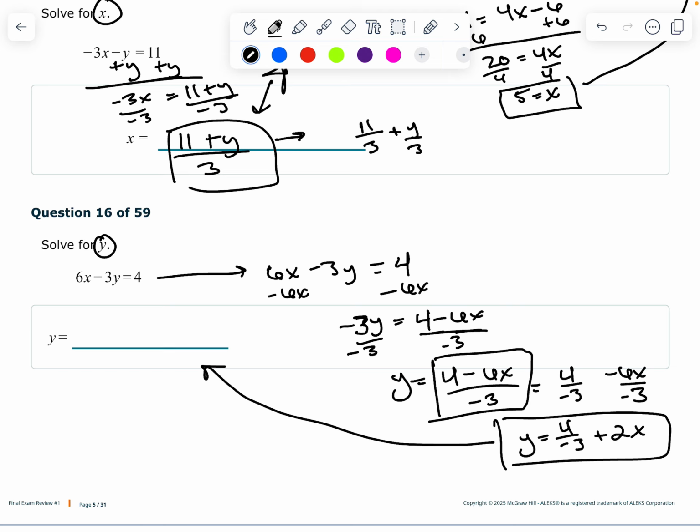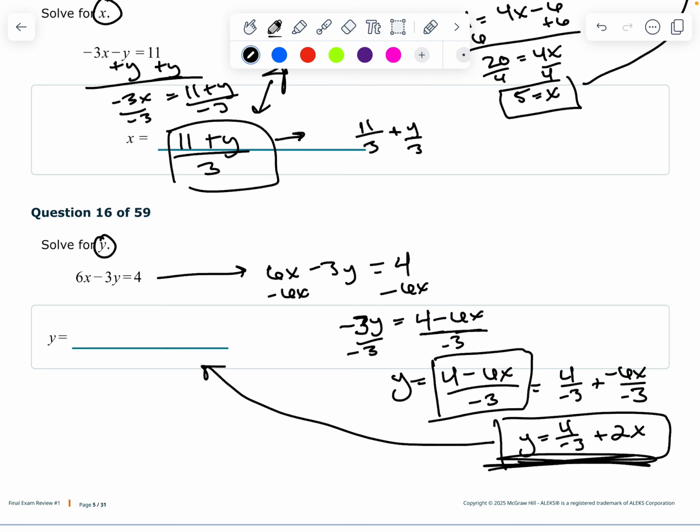If MyLab doesn't count it correct, or Alex doesn't count it correct, you're just going to separate it into two fractions, right? And then on this right side, this fraction will actually simplify. Negative 6 over negative 3 is the same as positive 2. So this is the answer that Alex actually wants. Again, if you put this on your test, I would count that as correct. You've solved for y at that point. That's what it asked you to do.